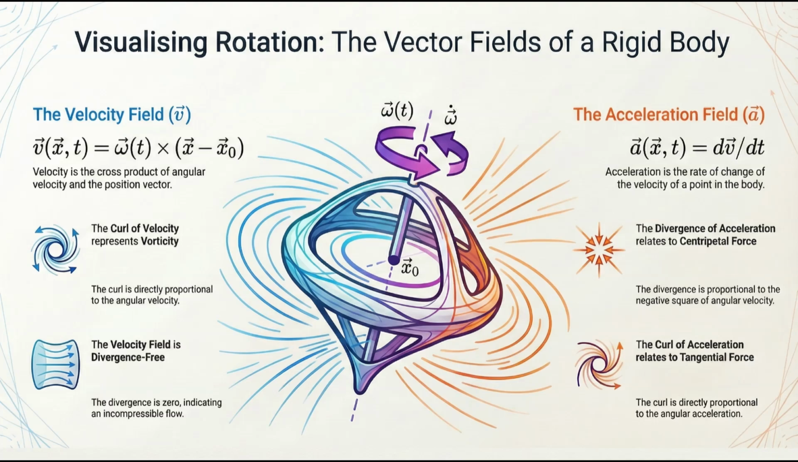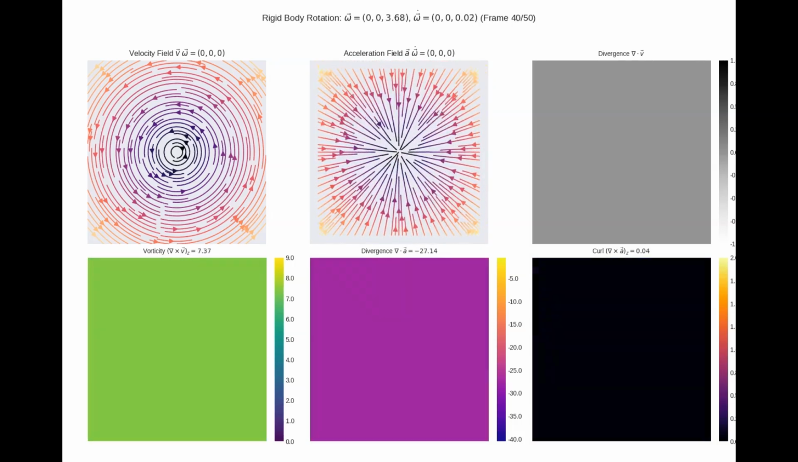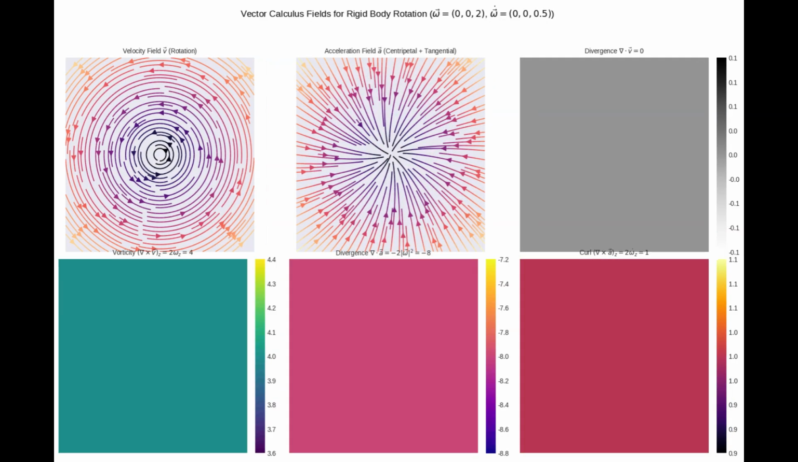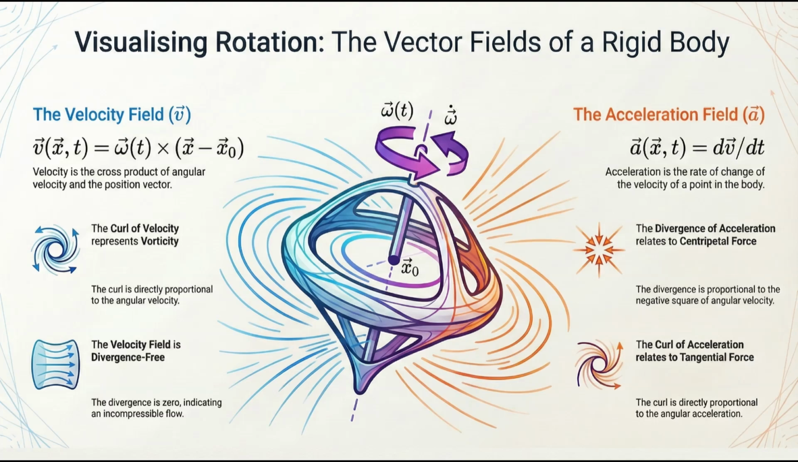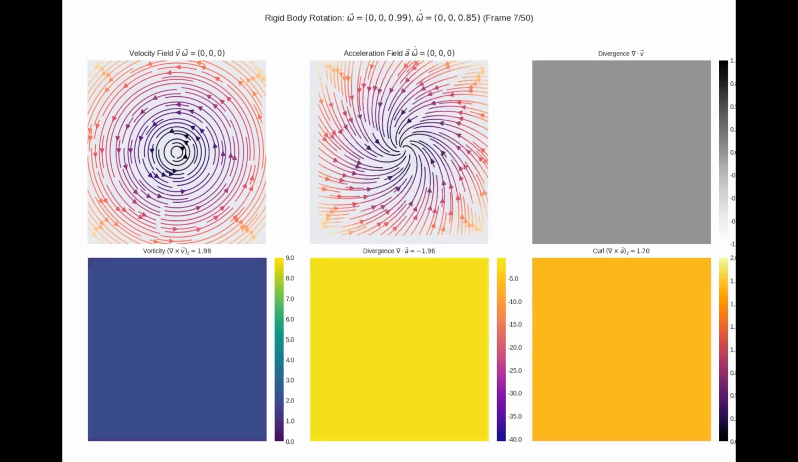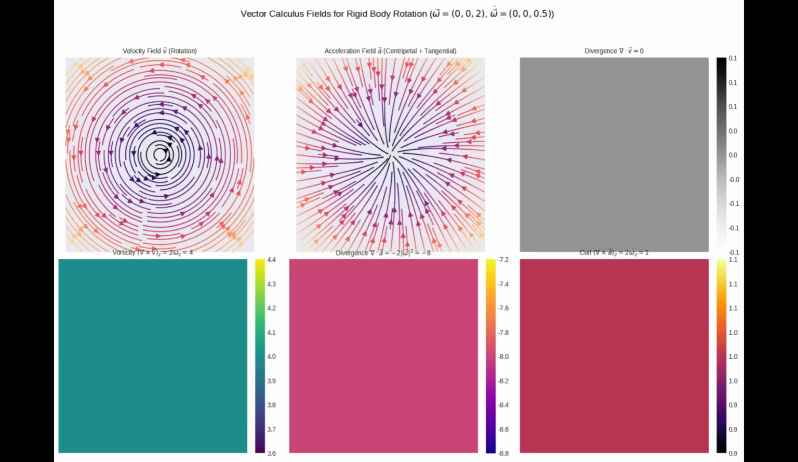Second, let's look at the acceleration field. If we take the divergence of this field, which basically measures how much it's collapsing inward, we get something crucial. The result is tied directly to the centripetal force. That's that inward pull required to keep every part of the body moving in its circular path.